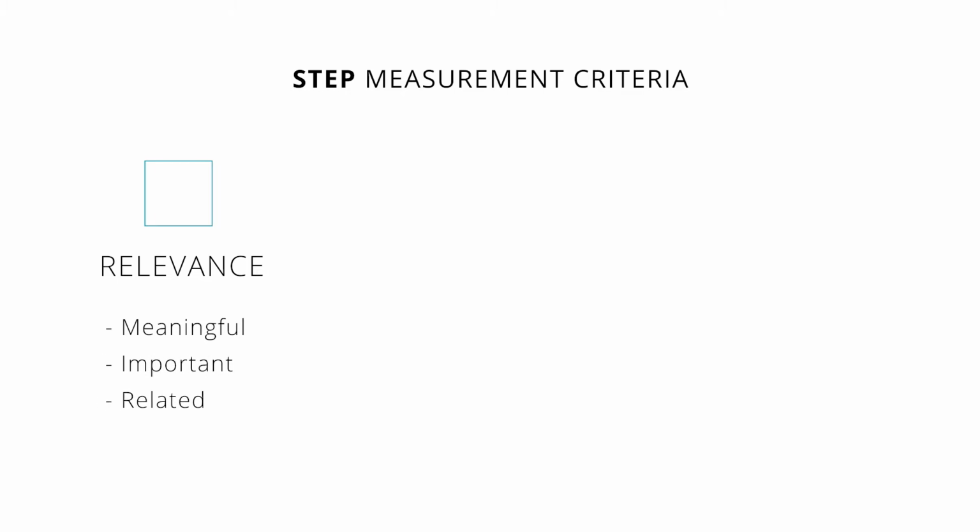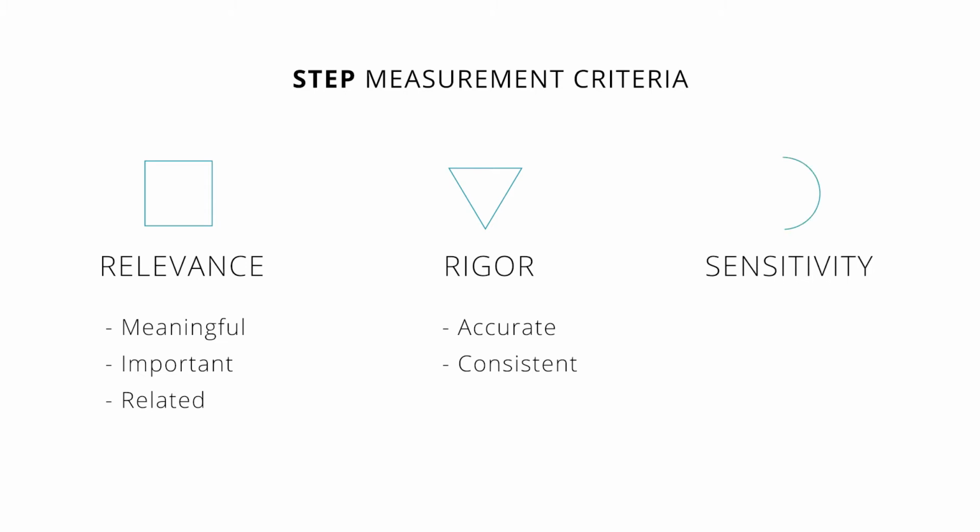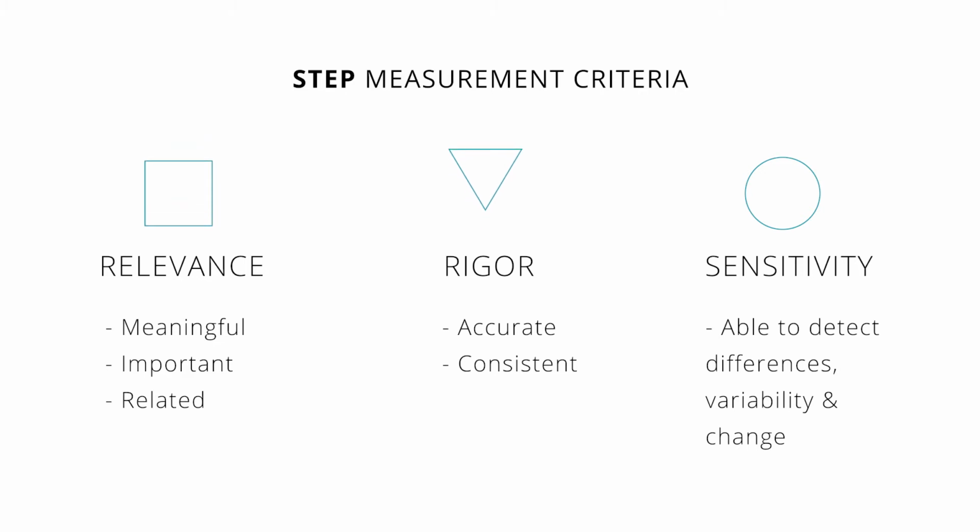The first STEP measurement criterion is relevance. In other words, is the measure meaningful and important and closely related to your team's identified challenge? The second is rigor. Is it accurately and consistently collected and analyzed? And finally, the third criterion is sensitivity. Is a measure finely tuned enough to pick up important differences or changes? Is it nuanced enough to detect variability? Throughout STEP, your team will want to consistently check and discuss the extent to which the data procedures and measurement in each phase are relevant, rigorous, and sensitive.